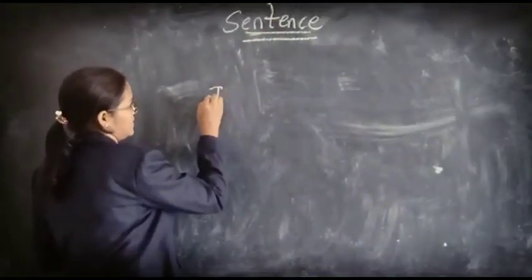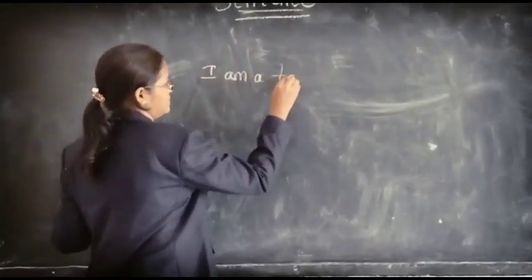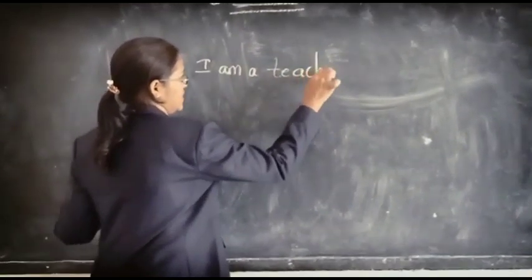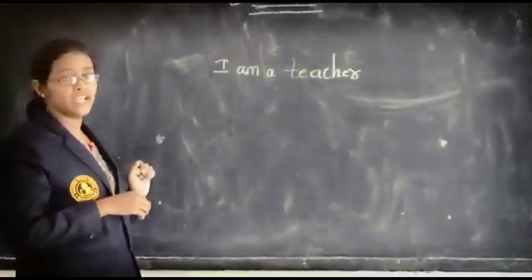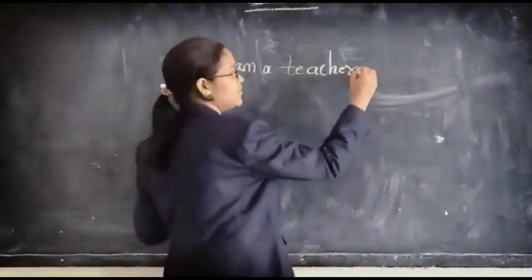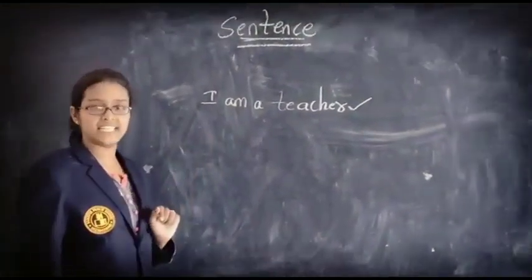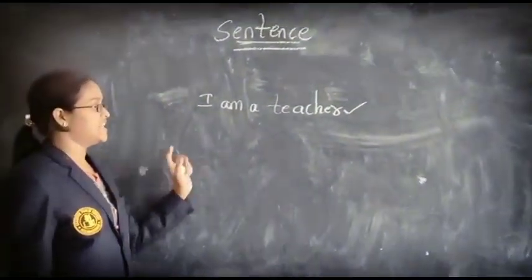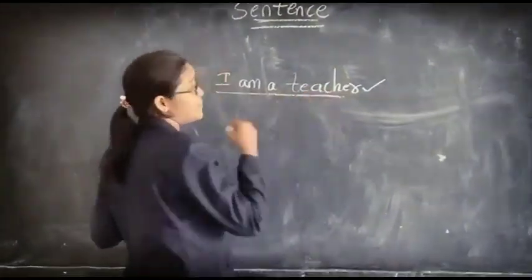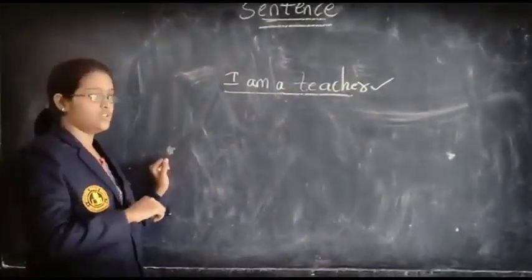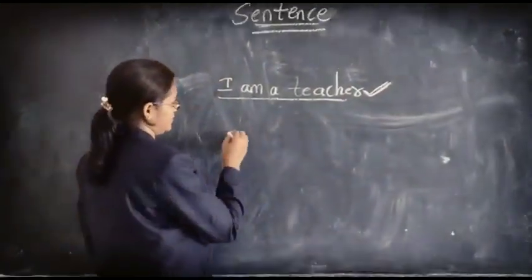See, what is this I have written, children? What is the sentence I have written? I am a teacher. It is giving a complete meaning to us. Whenever we are reading that sentence, we understand that I am a teacher. So this sentence is giving a complete meaning to us. So this is called a sentence. One more sentence I will write.